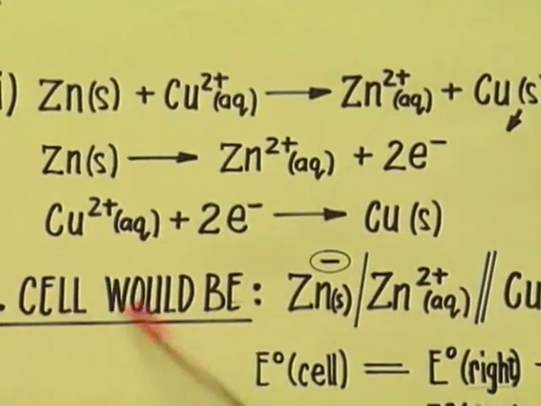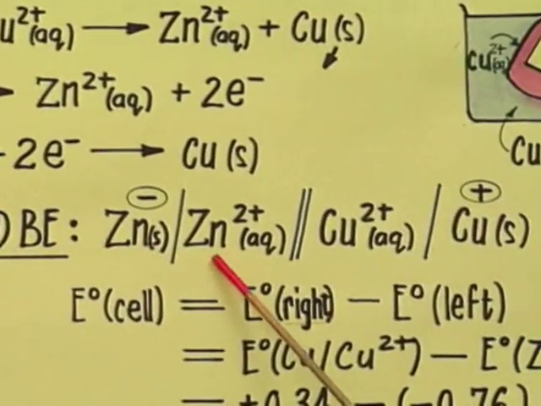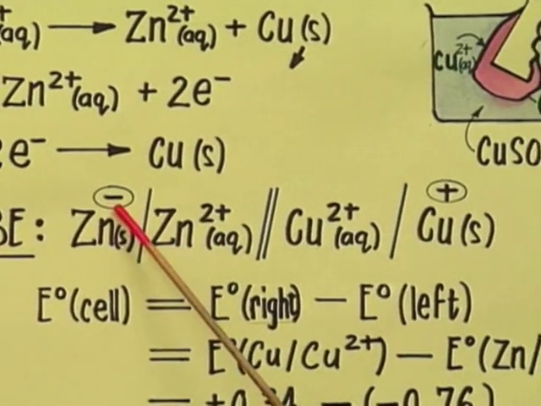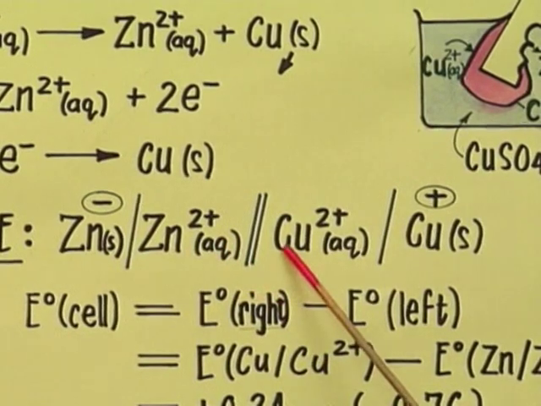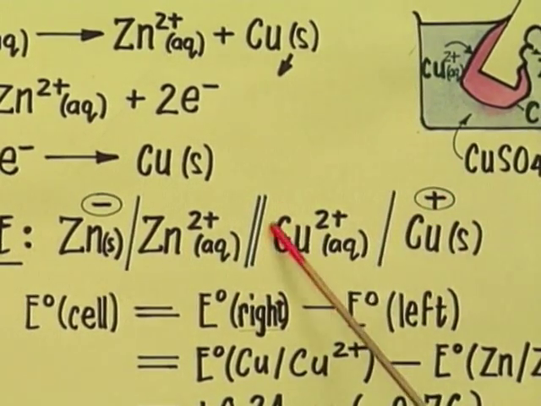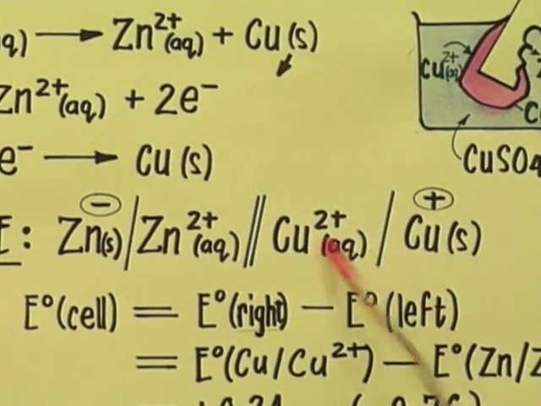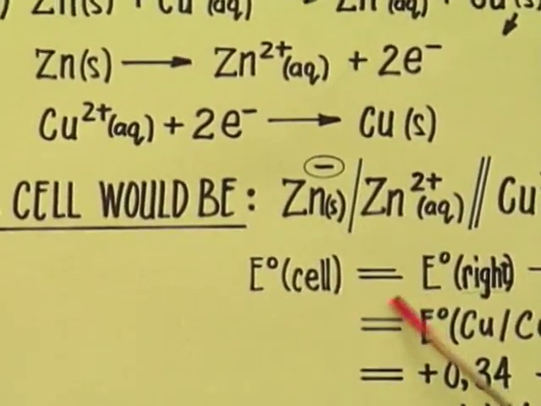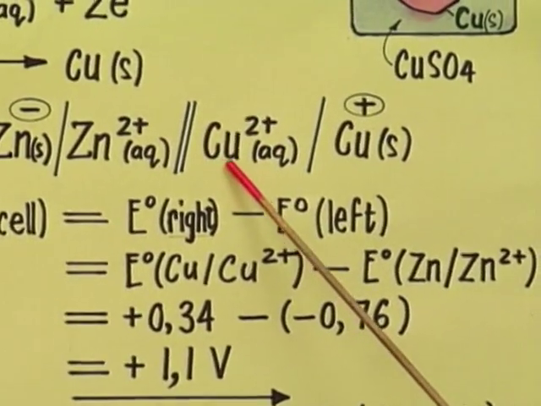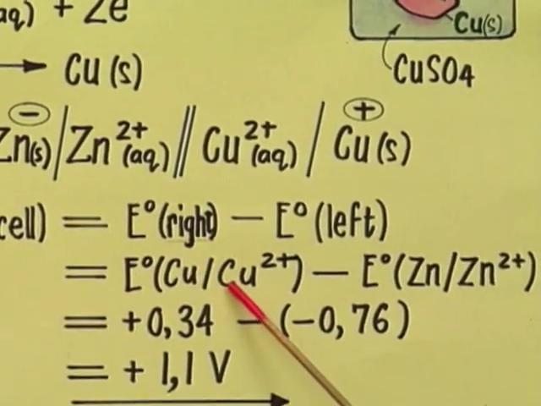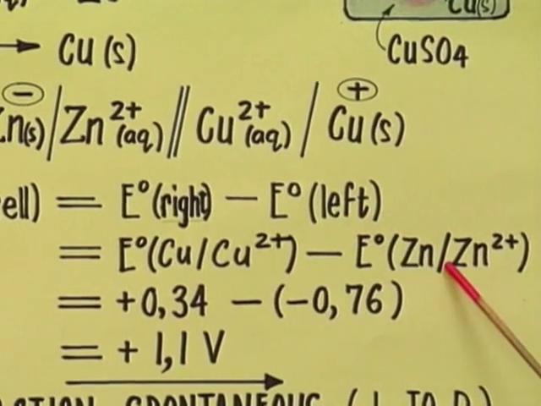And the cell would be the zinc half cell on the left, because we always write the anode or the negative electrode where oxidation takes place on the left, and the copper half cell where reduction takes place on the right. Again, we can calculate the cell EMF using this formula, where right refers to the half cell on the right of the symbolic representation, the copper half cell, and left refers to the zinc half cell written on the left.